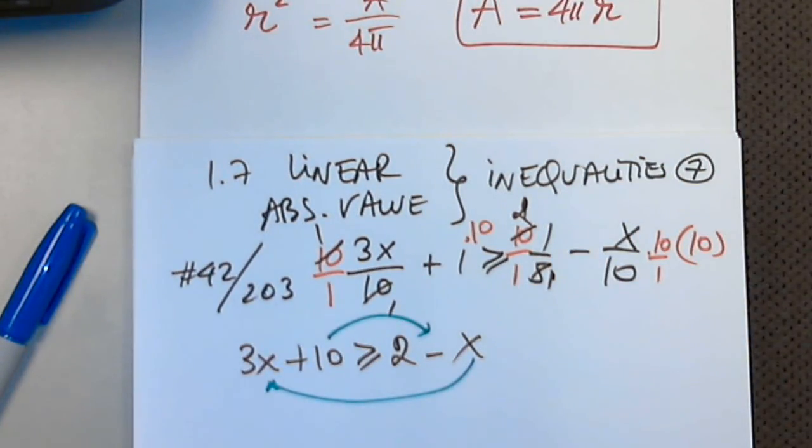It becomes positive. So 3x plus x is 4x. When I move 10 to the other side, it becomes negative. So negative 10 plus 2 will be negative 8. And finally, I simplify, dividing both sides by?